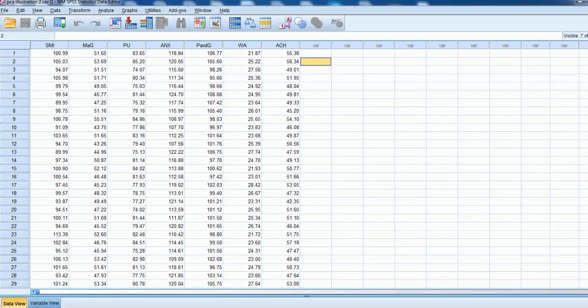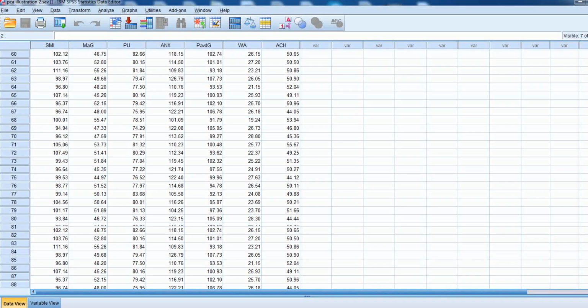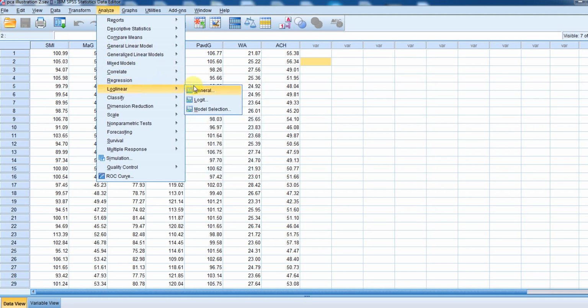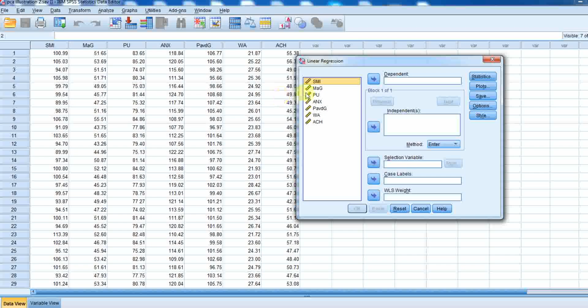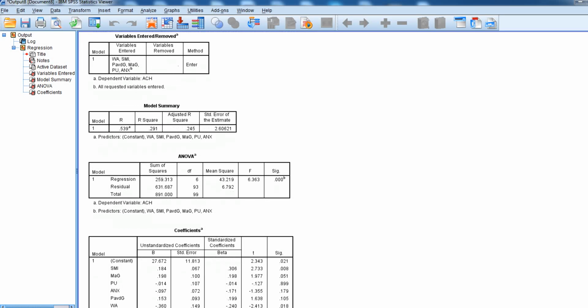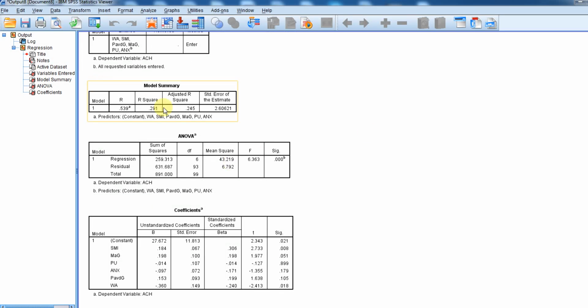Just keep in mind, in this data set I have 100 cases, so I'm just going to run a quick regression with achievement as my dependent variable. In this case I'm going to add in all of these other predictors as independent variables and run the analysis. You can see that my R-square value was pretty high, and it was statistically significant.